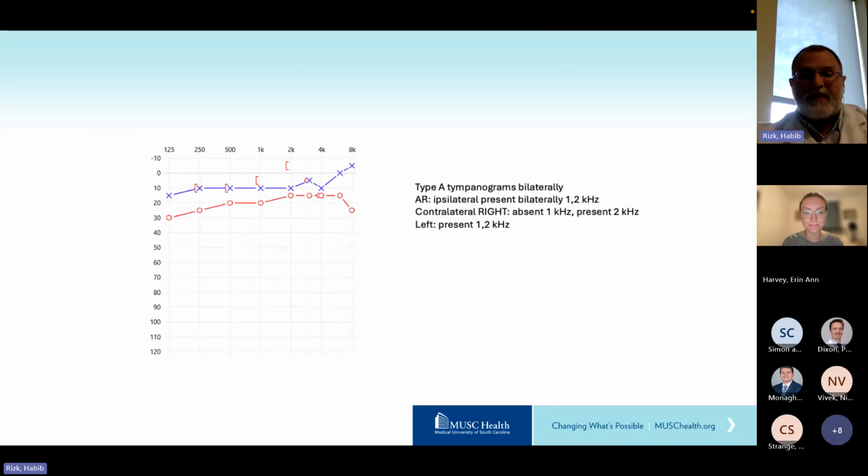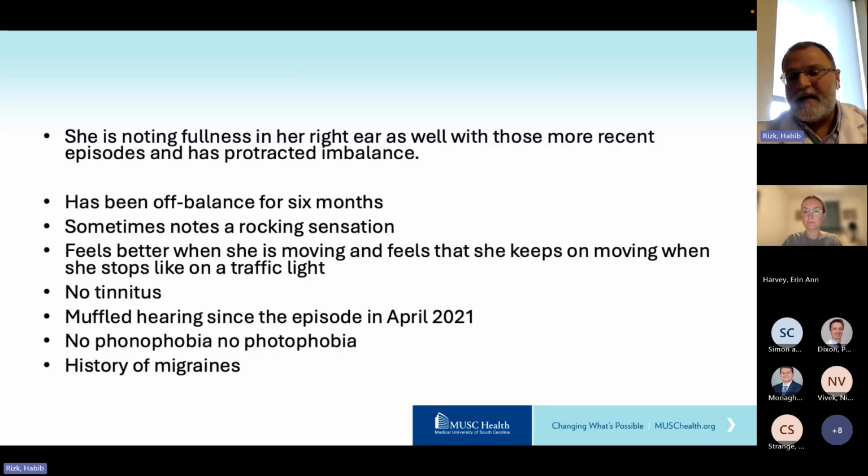Now, she presented with this audiogram that showed a conductive hearing loss. I didn't know what to make of it. Her ear exam looked fine. Sometimes airborne gaps in the low frequencies are seen in superior canal dehiscence. They've been reported in Meniere's disease to have a low frequency airborne gap, but it didn't make sense. She did have a fullness in her right ear with her most recent episodes.